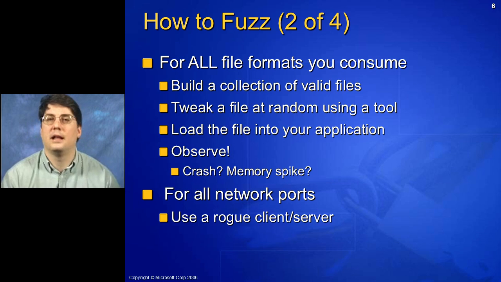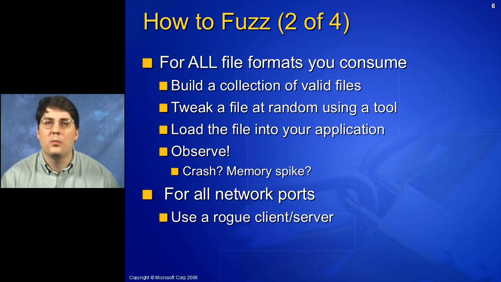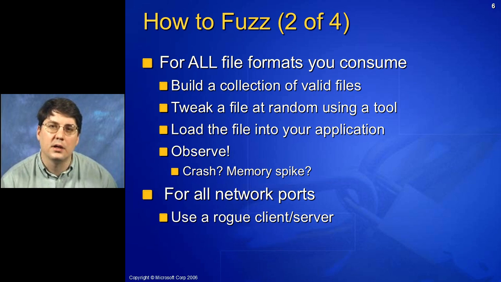Build a collection of valid files. First, start off collecting valid files, probably somewhere in the neighborhood of 100. If you have code coverage metrics, you want files that will give you a high degree of code coverage. You want a collection of valid files that will give you a high degree of code coverage. And then start tweaking the files at random using a tool.